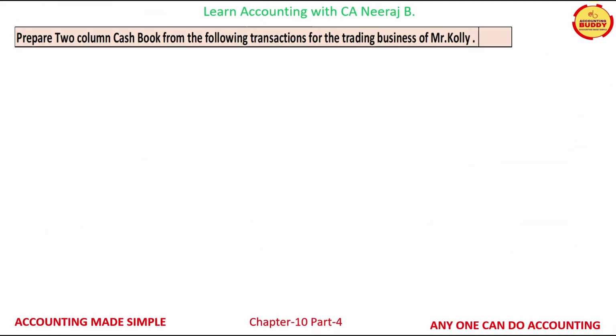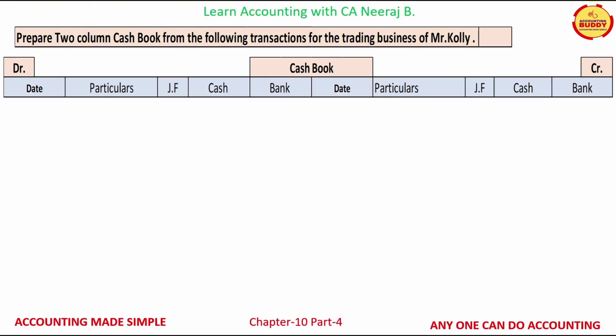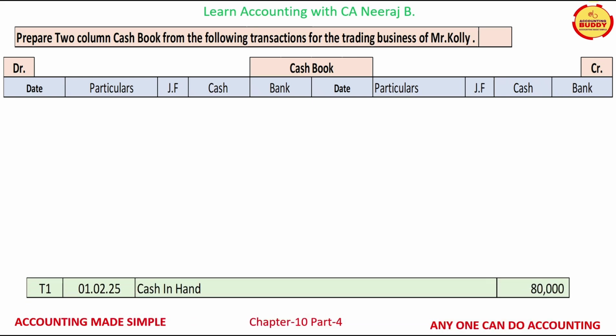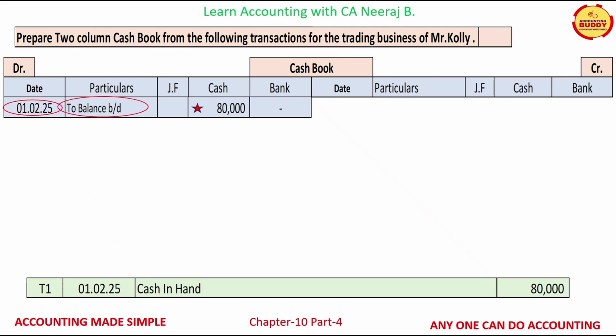Let us prepare two-column cash book from the following transactions for the training business of Mr. Kohli. The format of the double column cash book is displayed on your screen. Transaction T1 is as on 1st February 25, business is having a cash in hand balance of $80,000. Cash in hand balance is always a debit balance. Therefore, the opening balance of cash in hand of $80,000 will appear in the cash column on the left hand debit side of the cash book on 1st of February 25 by writing the words to balance brought down.